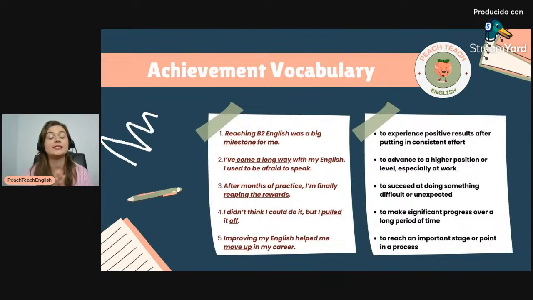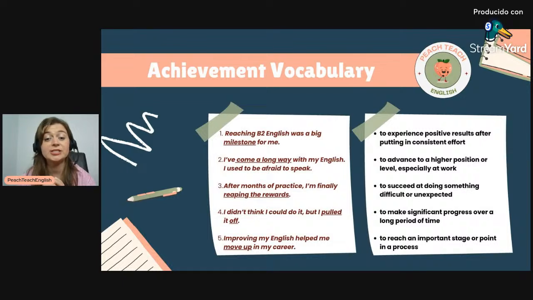Okay, so let's start with the first activity here, guys. Okay, so what are we going to do? On the left is an example sentence, and you will see the word underlined, and we need to match it to the correct definition on the right. Okay, so let's go ahead and look at the first example.